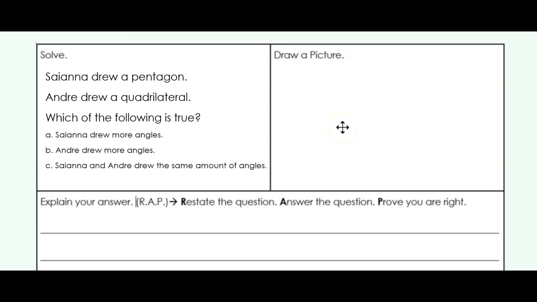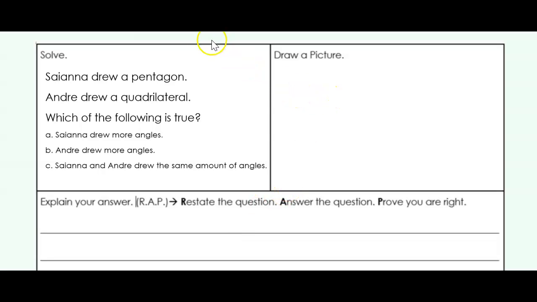Boys and girls, I want you to get out your sheet of paper. Draw a picture of a pentagon. Then draw a picture of a quadrilateral next to it. Then look at your pictures and decide if your answer should be A, B, or C. Then explain your answer. So pause your video and have fun working. Then check back with me to see if your answer was correct. You may pause the video now.